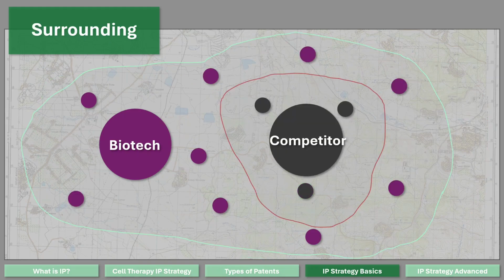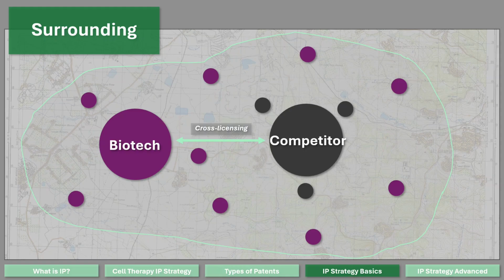Surrounding is a strategy where a core competitor patent is surrounded by our patents, which blocks the commercial use of the competitor's core patent. Surrounding is offensive in nature and used with the intention of acquiring the technology in the core patent through cross-licensing, typically targeting an early core patent filed by a competitor.